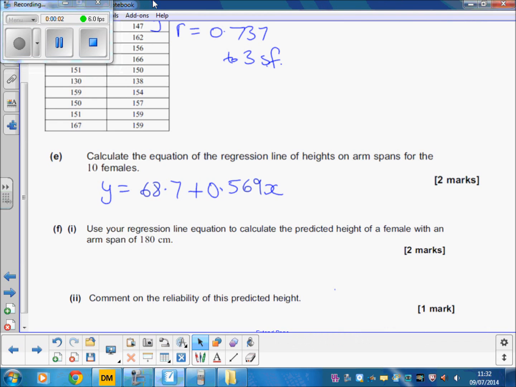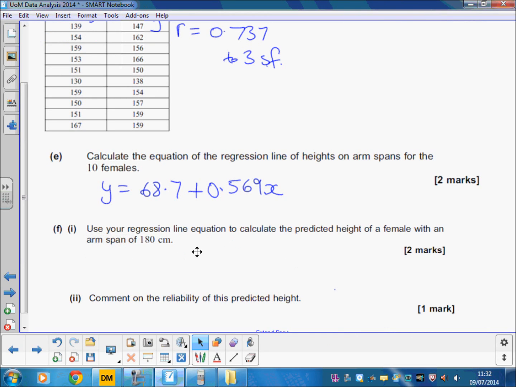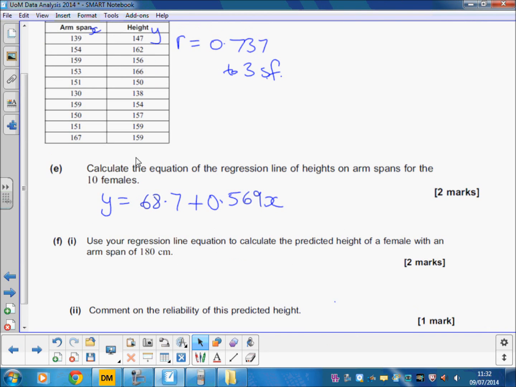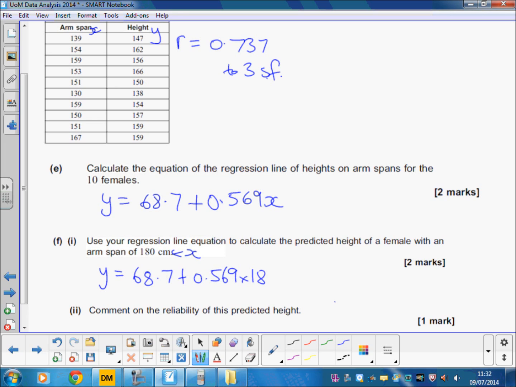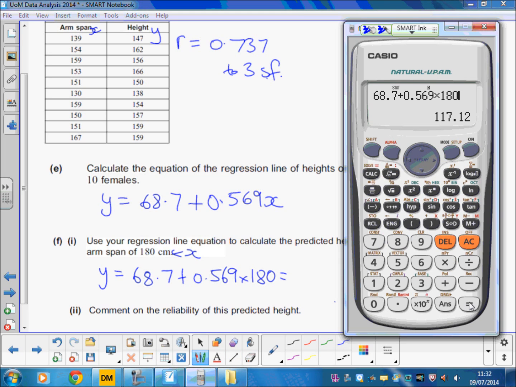Okay, in part F we're now going to use our regression line equation that we've just found. Now the arm span was X, the height was Y, so they've given us X. So I'm just going to put that into my equation. So the height is 68.7 plus 0.569 times 180. Put that into my calculator, and the answer is 171 to 3 significant figures.